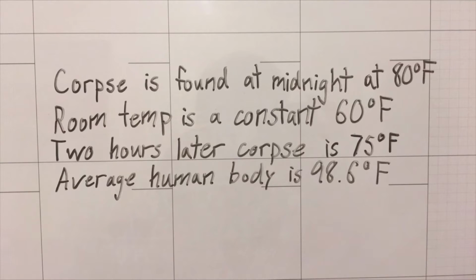So say a corpse is found in a hotel room at midnight and the police suspect it was a murder. The body is 80 degrees Fahrenheit at the time of discovery. The thermostat has kept the room at a constant temperature of 60 degrees Fahrenheit. 2 hours later, the corpse is 75 degrees Fahrenheit. It is also worth noting that the average temperature of a living human body is 98.6 degrees Fahrenheit.